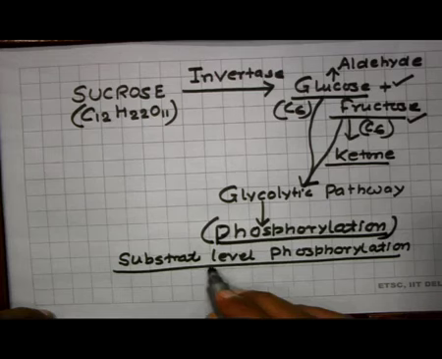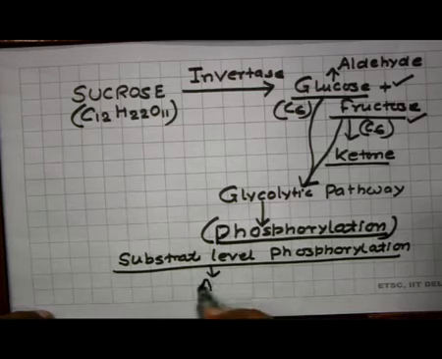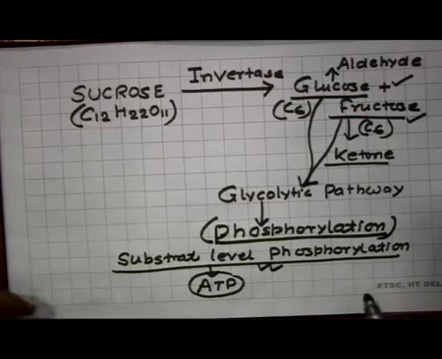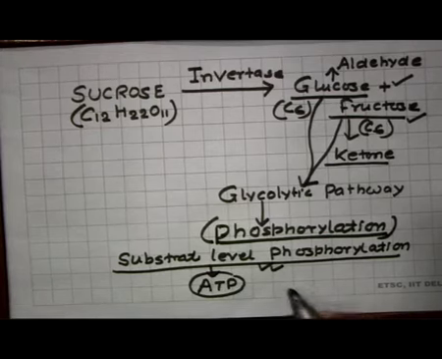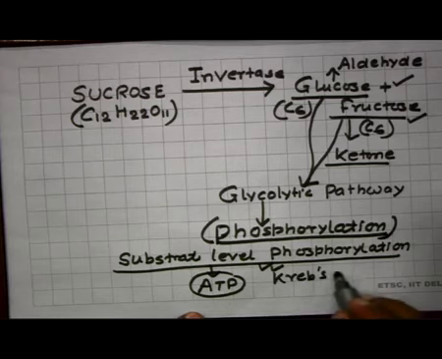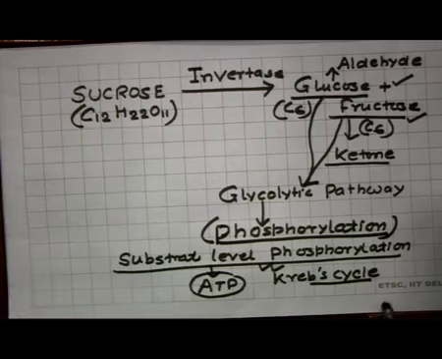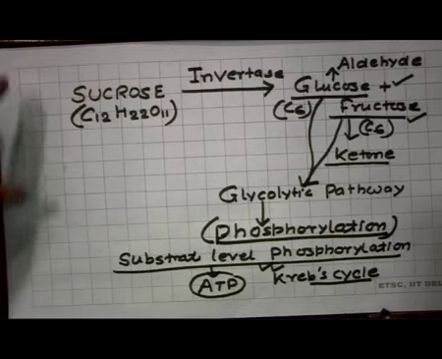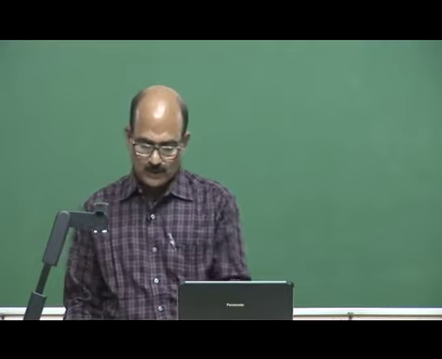Where the substrate molecules form the ATP. This substrate level phosphorylation we will see in Krebs cycle. So, first of all glucose molecule and fructose molecule utilize ATP and convert it into glucose 6 phosphate.